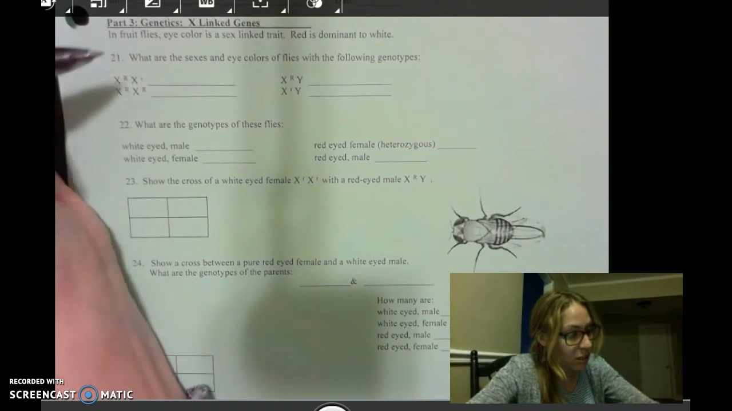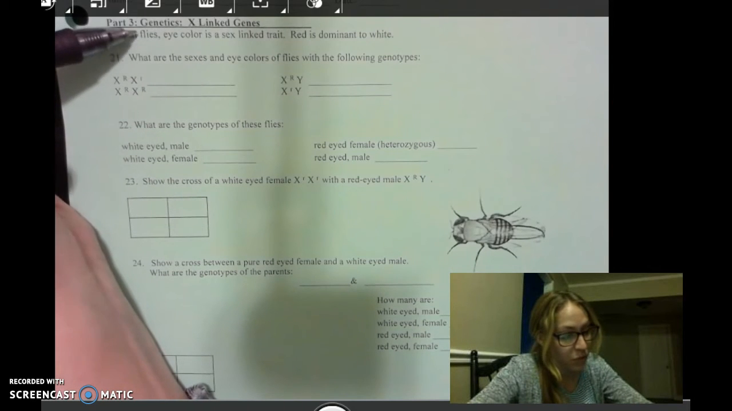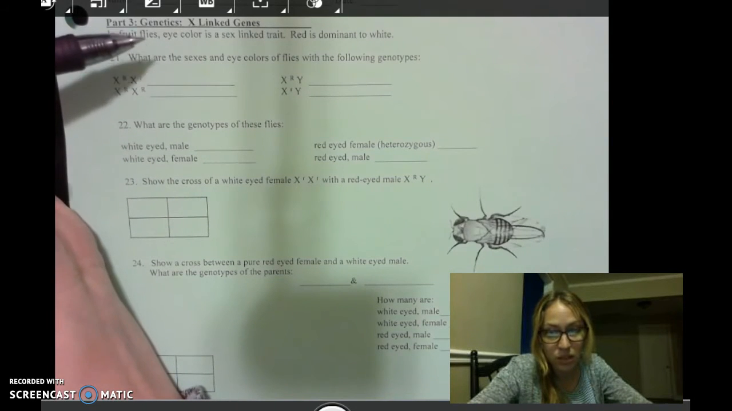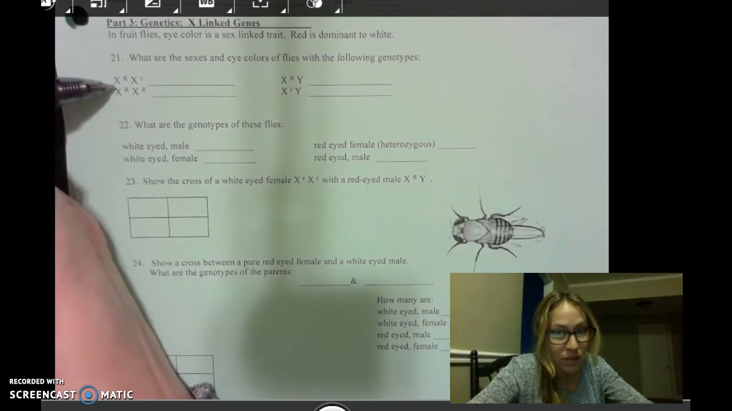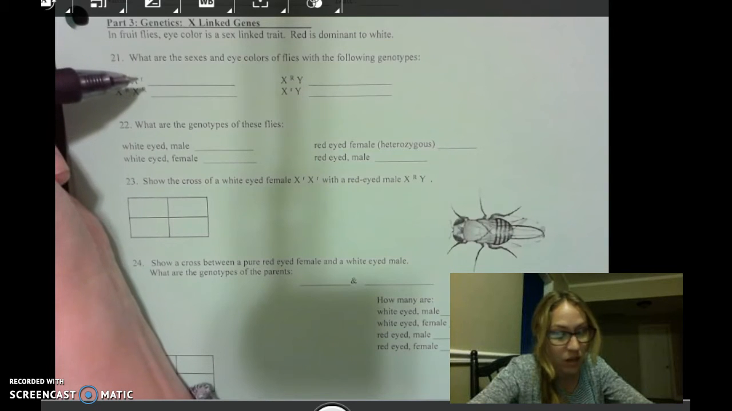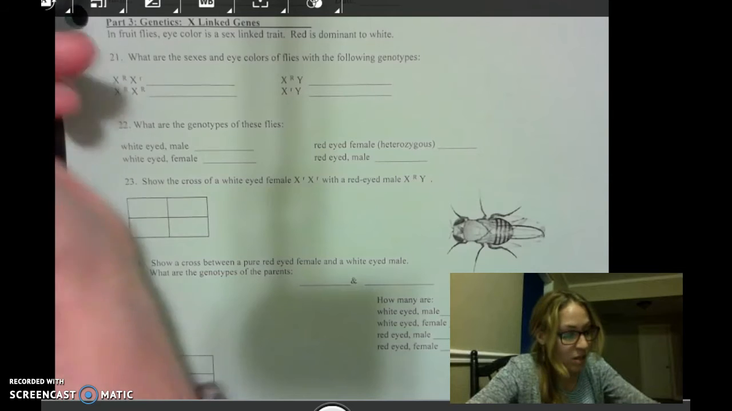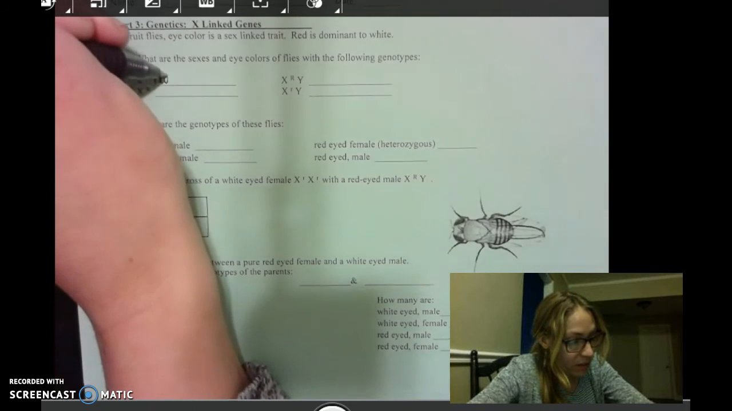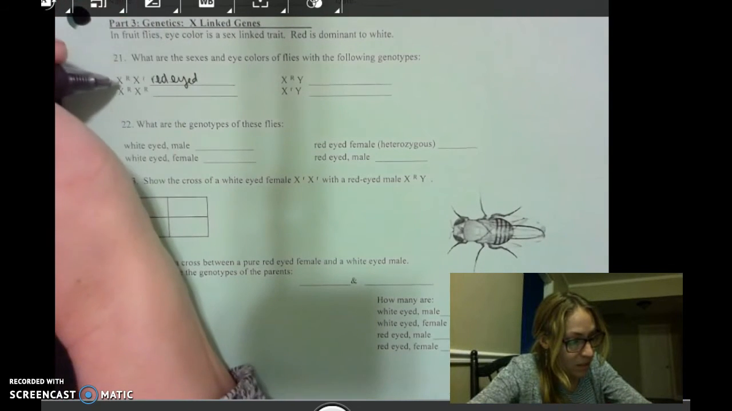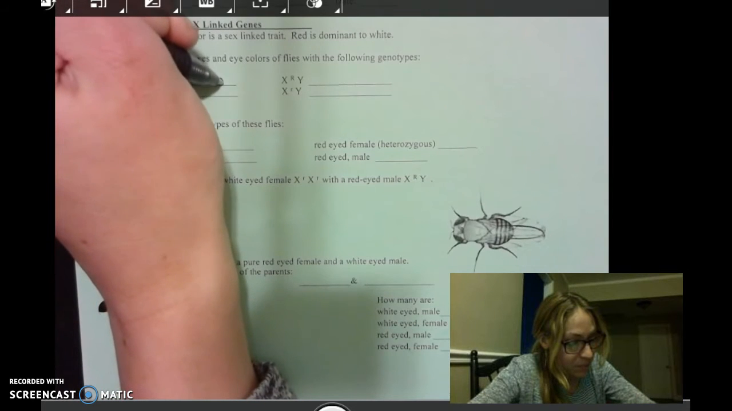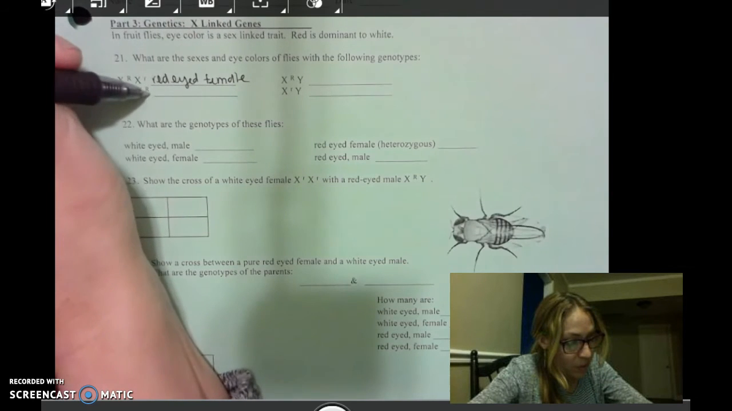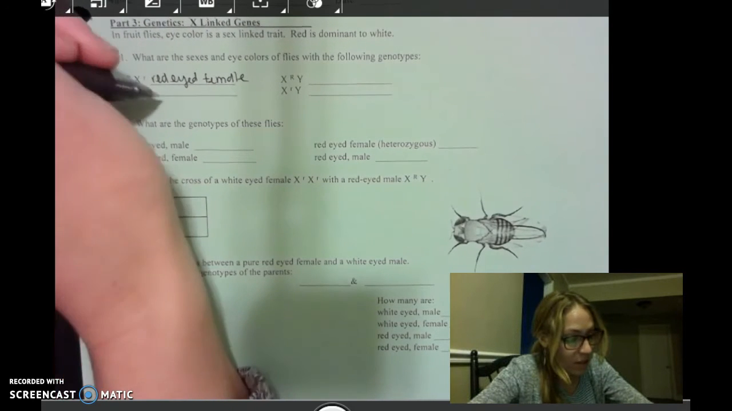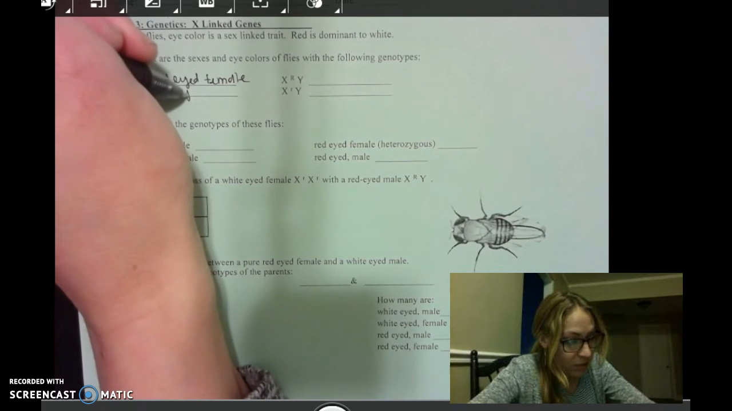So we're going to look at this here. It says, in fruit flies, eye color is a sex-linked trait, red being dominant to white. So if I've got right here this scenario of an X with a dominant R and an X with a recessive r, if that red is there and it's dominant, that means that it's a red eye. But also because it's XX, it's a female. And then here, both of the X's carry that dominant trait. This is still a red-eyed female.